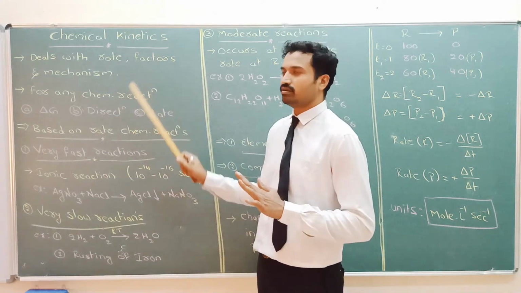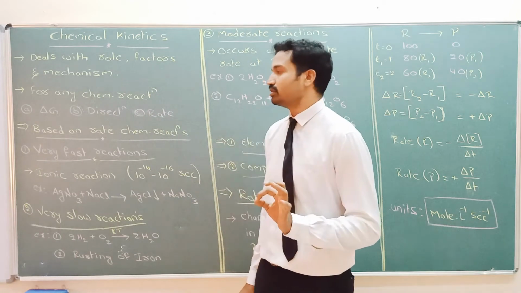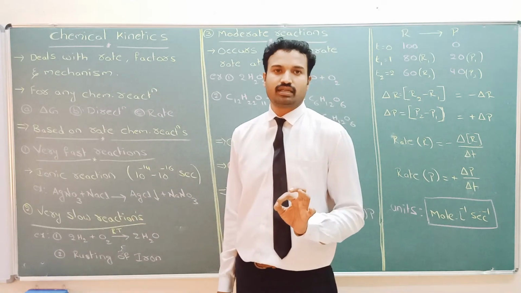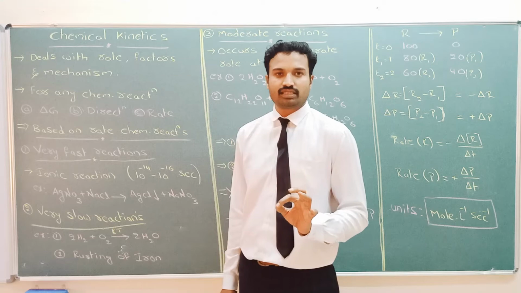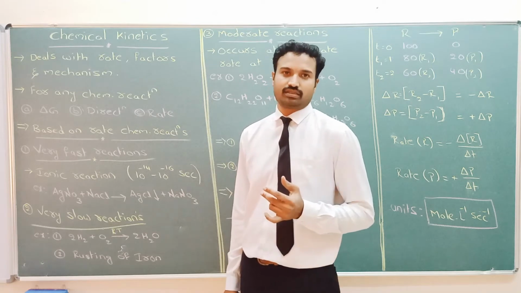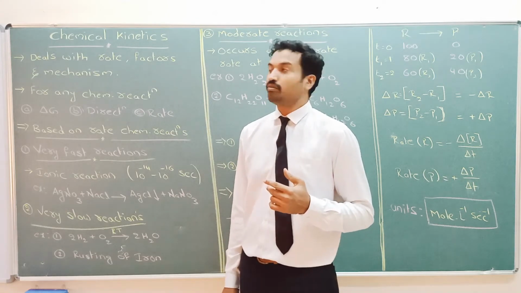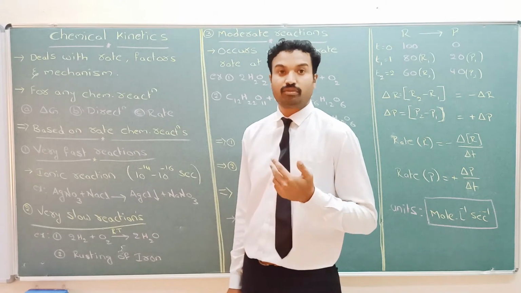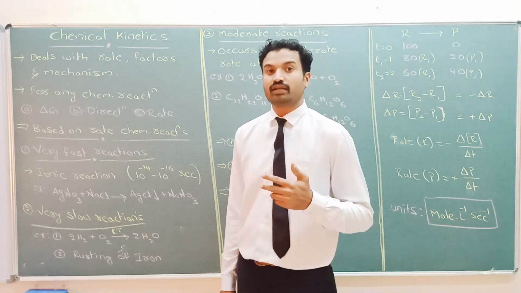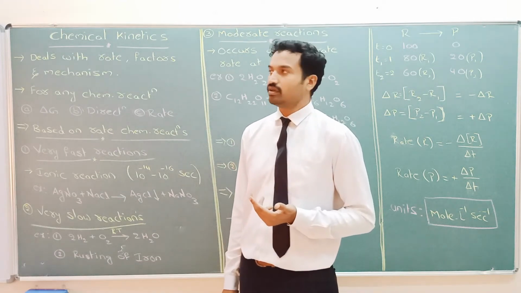The main definition of this chapter is: chemical kinetics is a branch of chemistry that deals with the relationship between speed of a reaction, rate of a reaction, explains the mechanism of a reaction and factors influencing the rate of a reaction.